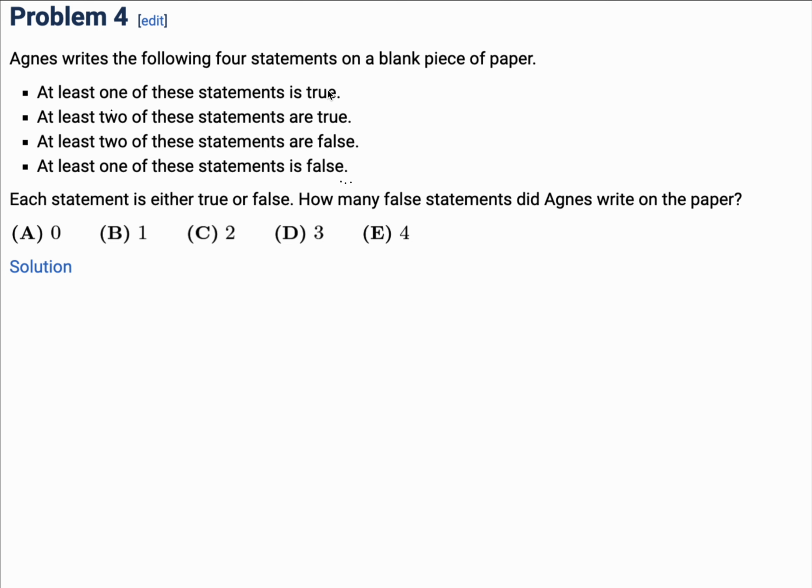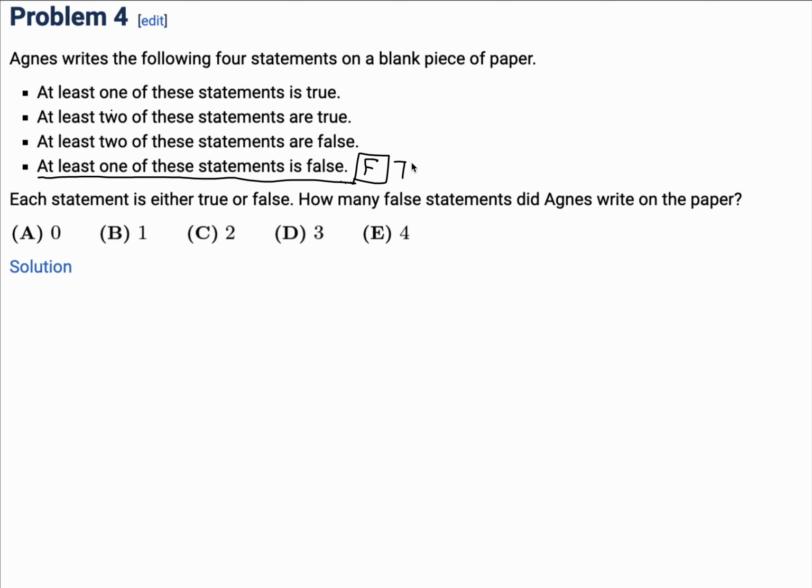So it's just a logic problem. There's not a lot of math we can do, so we just have to go in and see what can or cannot be true. So let's look at this last one first. At least one of these statements is false. If this one was false, that means every statement has to be true. And this statement is false, then it can't be true.